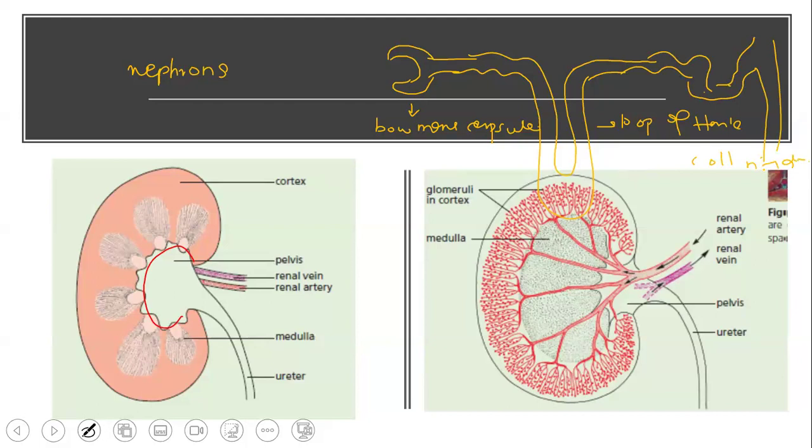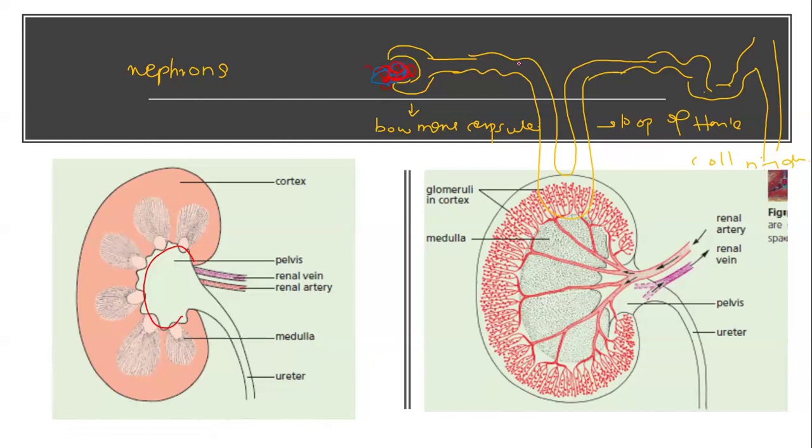Okay. Now, inside the Bowman's capsule, we have a bunch of capillaries, all wrapped around and tangled up and found within the Bowman's capsule. So this is one nephron. A nephron has a Bowman's capsule. That's where you find all the capillaries.